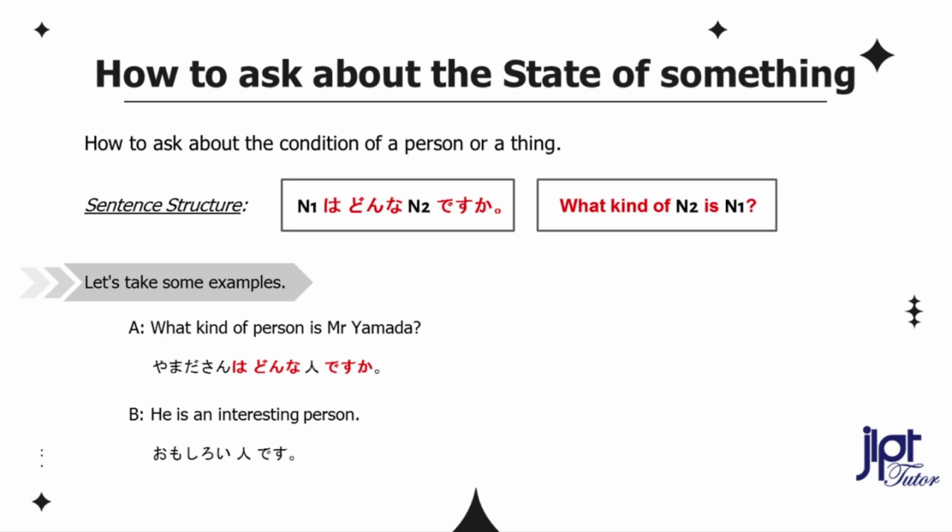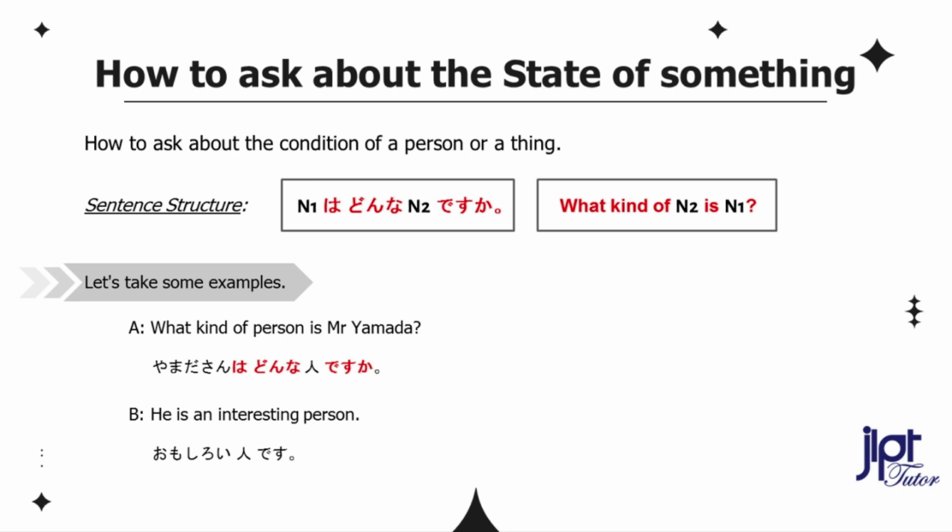How to ask about the state of something. So we are about to conquer the last topic of today's lesson. It's about how to ask about the condition of a person or a thing. What kind of N2 is N1? N1 wa donna N2 desu ka? Let's try to create an example sentence.